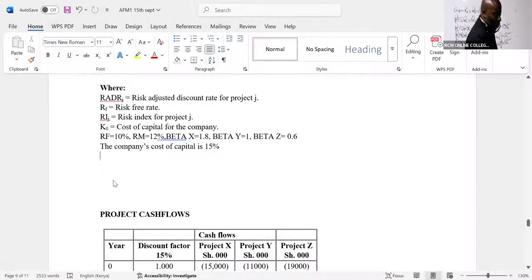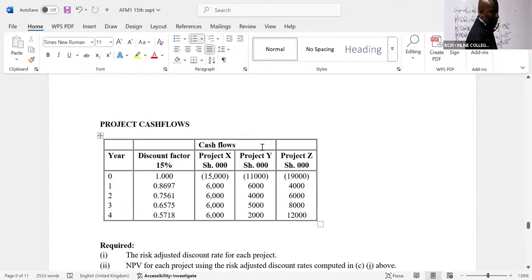So for number 2 of this question, they have given us the cash flows for each project, and now they want us to give them the NPV for each project using the discount rate. Let's start with project X. Please copy the cash flows of project X. We handle the projects separately because, of course, they have different risk factors. So we start straight away with project X.